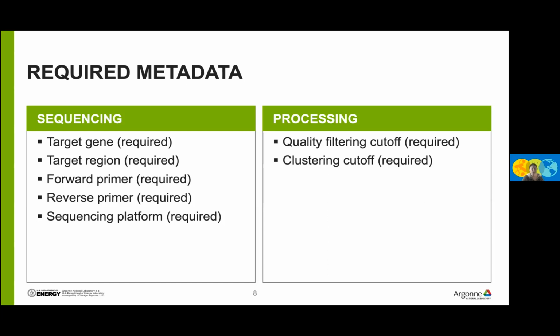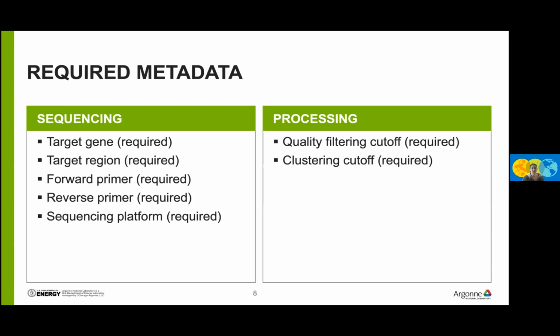For this reporting format, the happy medium I've found for the time being is for sequencing to require the target gene. So is this 16S, 18S? Is it a functional gene? The target region of that gene. So is it the full sequence? Is it a V4 region? The forward and reverse primers that were used, which is even a little bit more specific than the region on the gene, as well as the sequencing platform that was used. Is this PacBio data? Is this Illumina data? Because those each have very different error structures as well as read lengths. And so it's important to try to capture that and not cross those data streams.